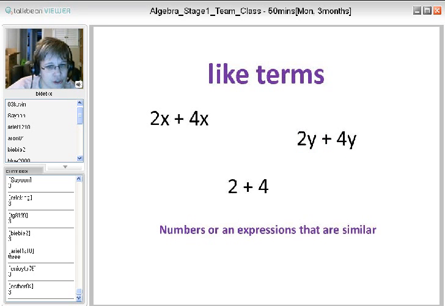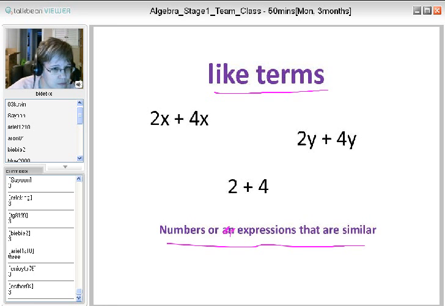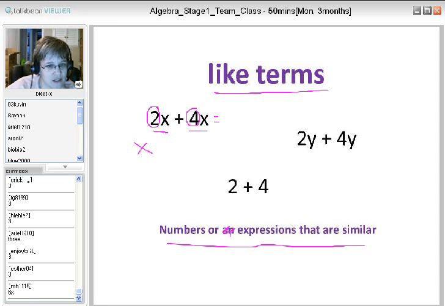Okay. Like terms are numbers or expressions that are similar. So 2x and 4x are similar, so we can actually add like terms together. So if I add 2x and 4x together, I'm going to add the numbers that are in front, because 2x is like this and 4x means this. So if I count my x's, I have 6x.